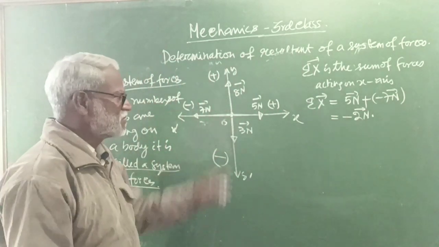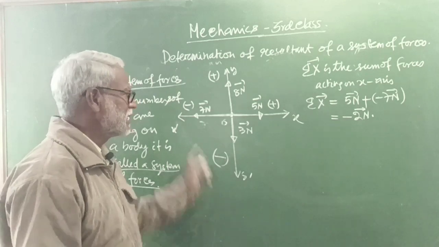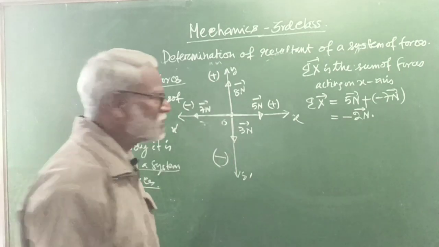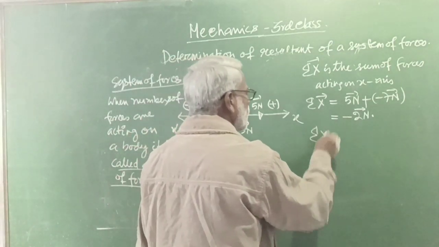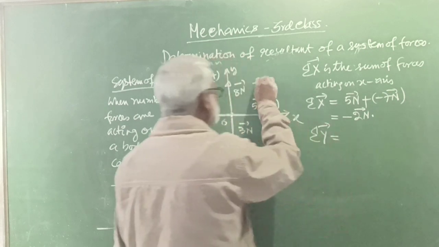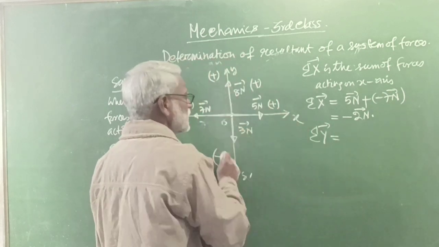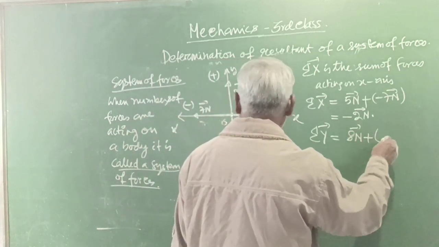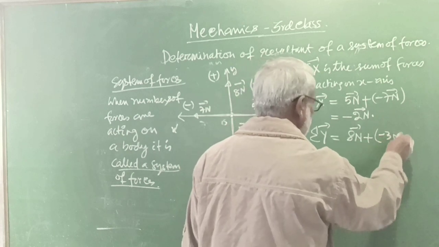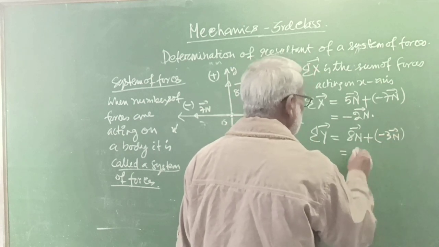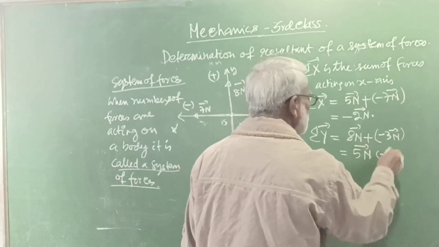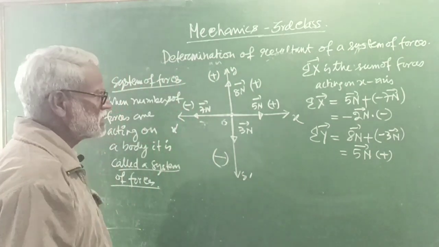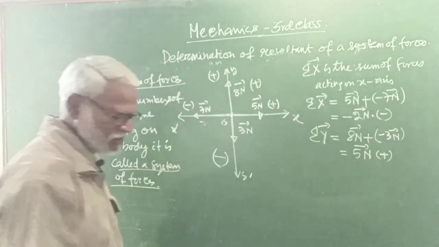So that is the summation of the forces acting along the x-axis. Similarly, let us find the summation of the forces acting along the y-axis. Let us name it sigma y. This direction is positive and this one is negative, as we have already taken. So 8 Newton plus minus 3 Newton gives a value of 5 Newton. Let us see what the result will be.